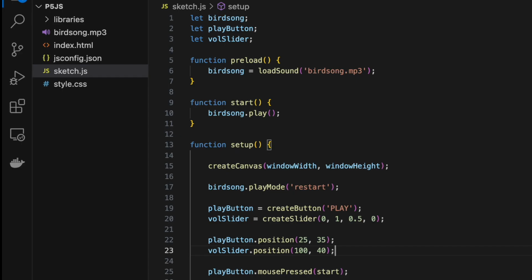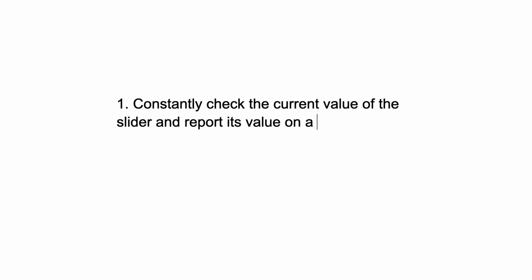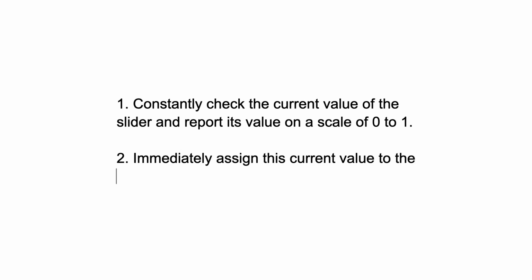But in order that the volume slider actually affects the volume of the sound file while it's playing back, we need to assign the current value of the slider at any particular moment in time to the volume of the sound at that particular moment in time. Let's write this out in pseudocode. 1. Constantly check the current value of the slider and report its value on a scale of 0 to 1. 2. Immediately assign this current value to the volume of the sound that's playing back.